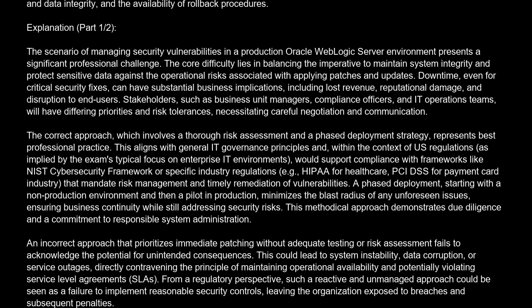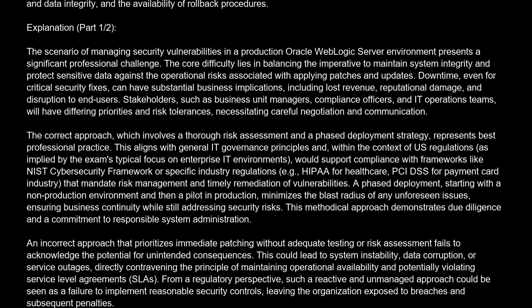Downtime, even for critical security fixes, can have substantial business implications, including lost revenue, reputational damage, and disruption to end users. Stakeholders, such as business unit managers, compliance officers, and IT operations teams, will have differing priorities and risk tolerances, necessitating careful negotiation and communication. The correct approach, which involves a thorough risk assessment and a phased deployment strategy, represents best professional practice. This aligns with general IT governance principles and within the context of U.S.